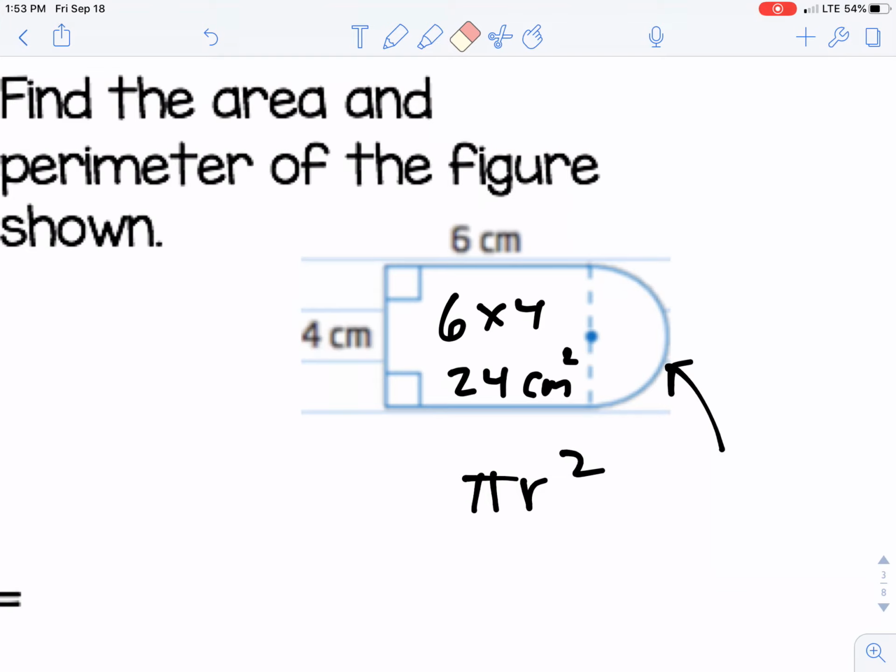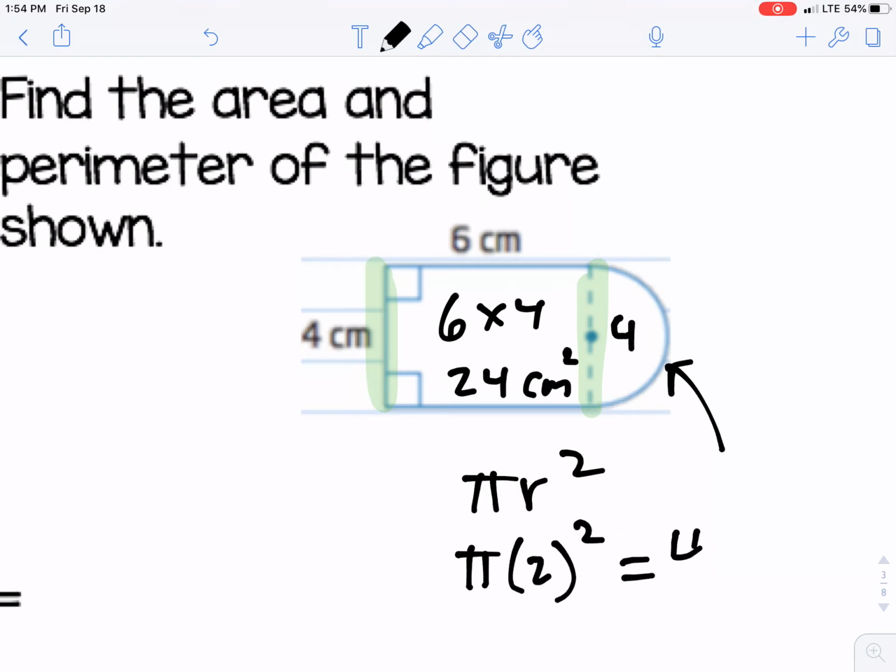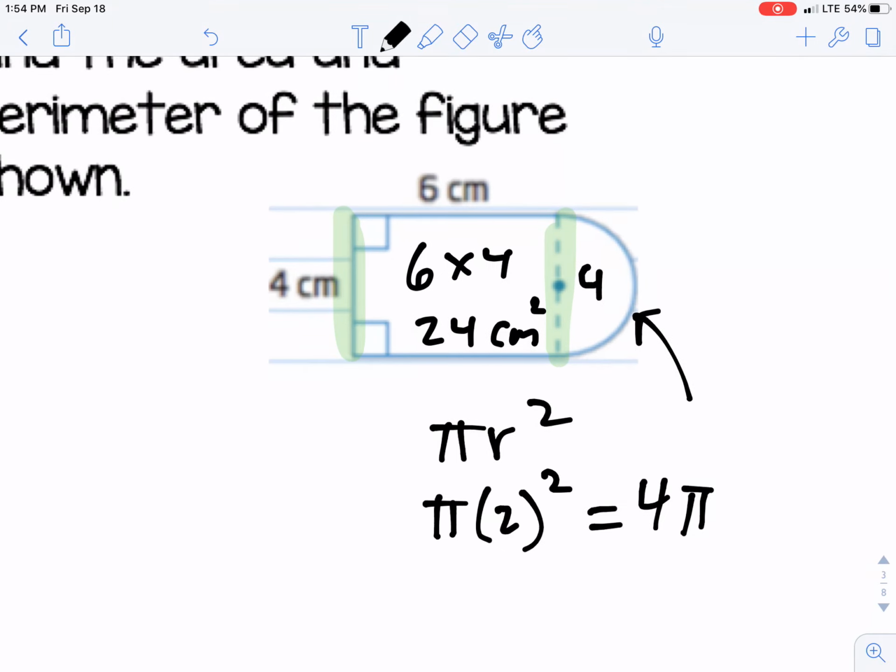All right, well, we need to know the radius. Well, do I know that length, the diameter? Oh, it's the same as this one over here. So if one side's 4, guess what? The other side's going to be 4 as well. And the radius then is going to be 2. So we're going to do pi times 2 squared, which is 4 pi. And then we have to do half of that because this is a full circle.